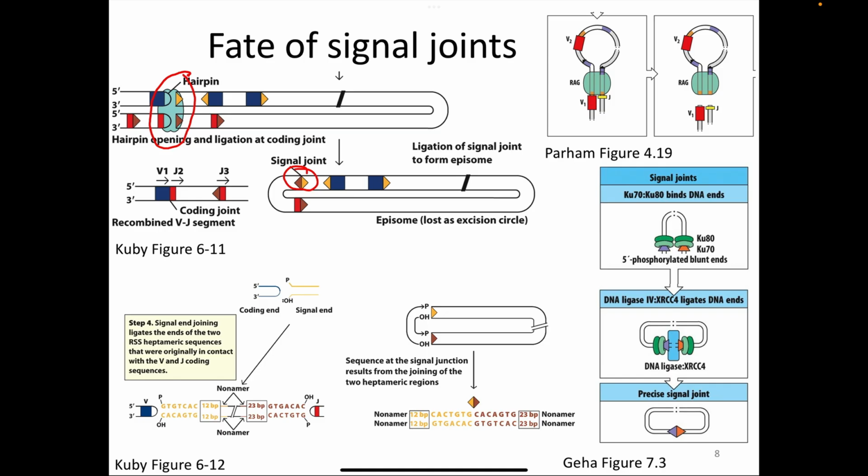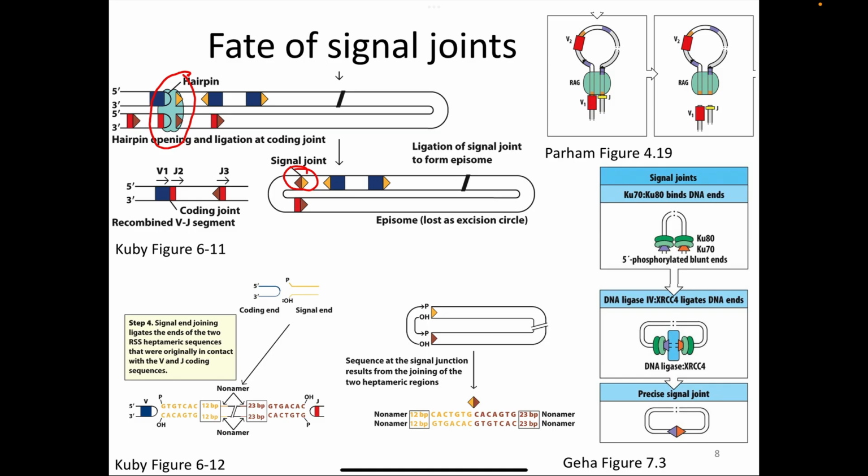Notice that all of these are showing rag as a blue blob. And that's really the rag proteins together in a complex. And notice, and this will actually come back later, rag is holding on to all of these four DNA ends, and not letting them float around willy-nilly. And so that's why the two signal ends can easily get joined together because they're both being held right next to each other. And you just paste them together. And then we still have our two coding joints that we need to talk about.